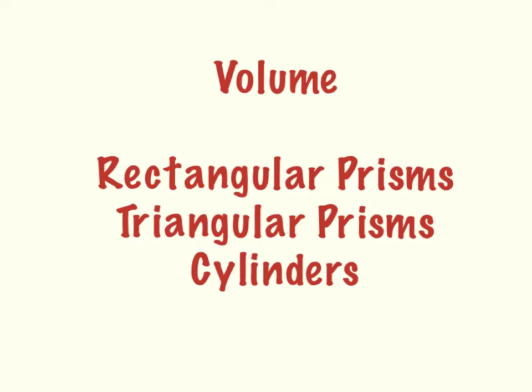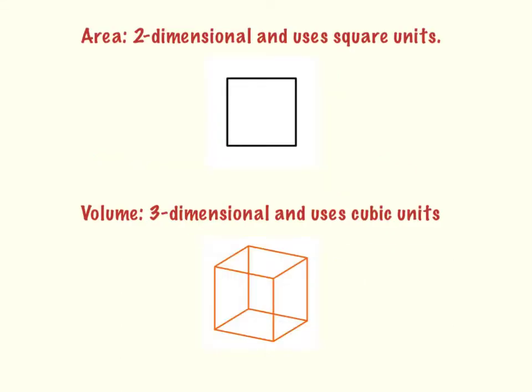Today we're going to talk about volume, and specifically we're going to focus on prisms, rectangular prisms, triangular prisms, and cylinders. Before we start, let's talk about the difference between area and volume.